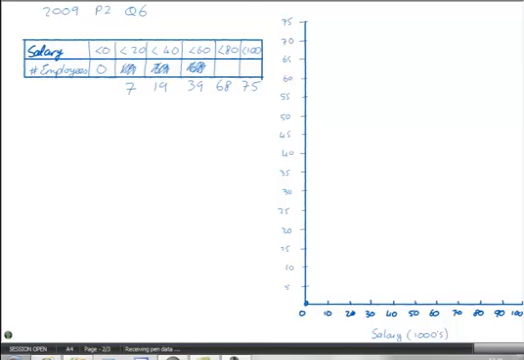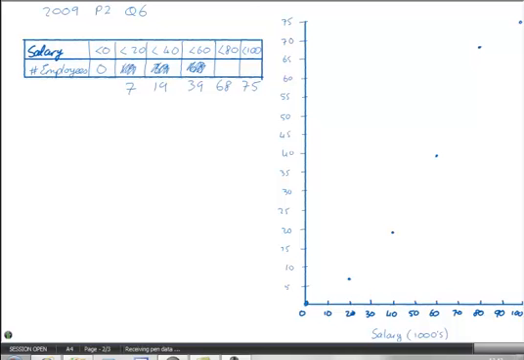So 0, 0 is your first point. Your next point is 20, 7. It's about there. Your next one is going to be 40, 19. Your next one is 60, 39. Then 80, 68. And 100, 75.